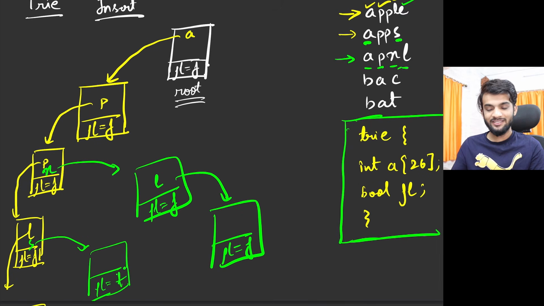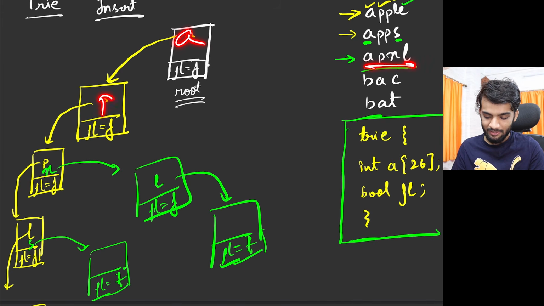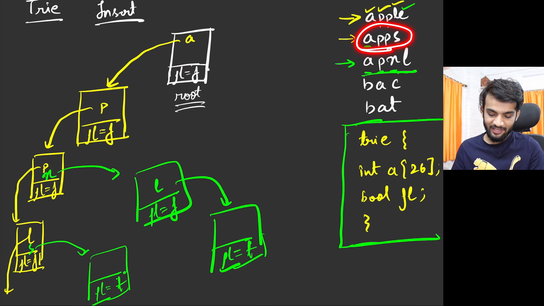Next, does there exist any word? No. So if there does not exist any word and you have already inserted this APXL, you will go back and say, okay, the last reference was standing here. So I'll just make it true and finish off my job. If you carefully observe, for APXL, very simple. For APPS, it is APP, and then there is an S. Because for this P, it is over here. So you can easily find this out.